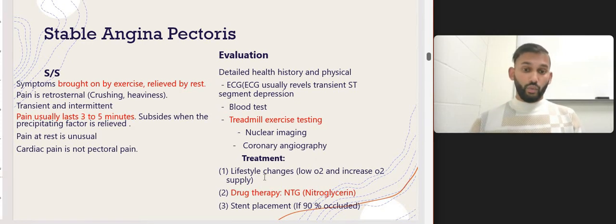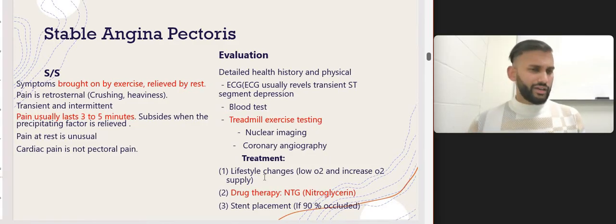Treatment wise, we need to change the lifestyle. So we need to change the food options, such as a low sodium diet. If we are having chest pain, then we need to slow it down. Do not try to overexert yourself. Drug therapy includes nitroglycerin. That's something which we can take sublingually, and it causes vasodilation.